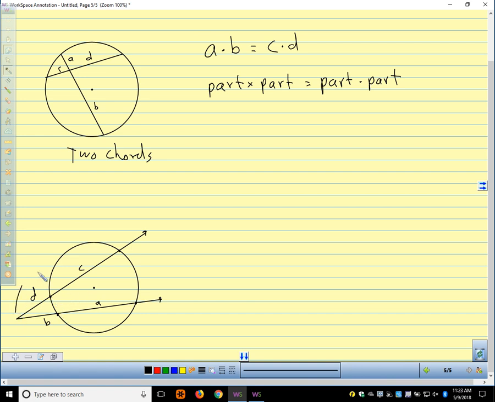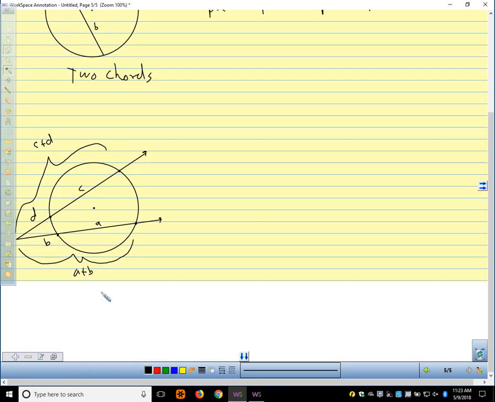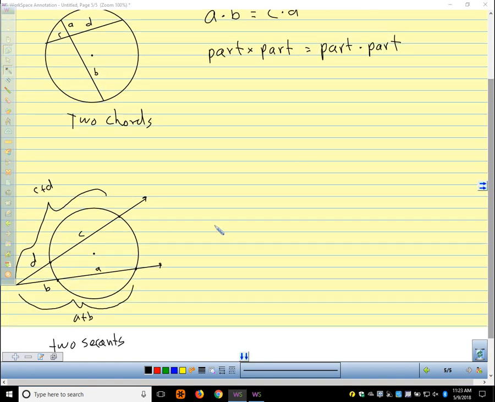Now this whole segment is C plus D. And this whole segment is A plus B. Down here, we have 2 secants. The way it works for this situation is C plus D times D equals A plus B times B.